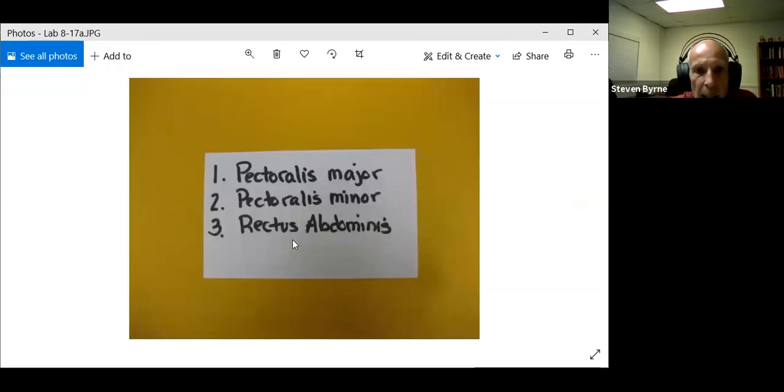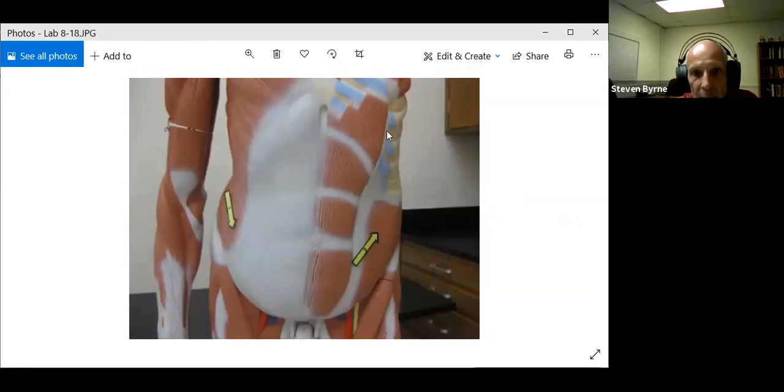And the bottom one is rectus abdominis. When we look at rectus abdominis, it's the one that goes from the xiphoid process down to the pubic symphysis. It's on your abdomen. That's why it's called abdominis. It helps to make you stand up, and it's called rectus abdominis. And here it is right here.